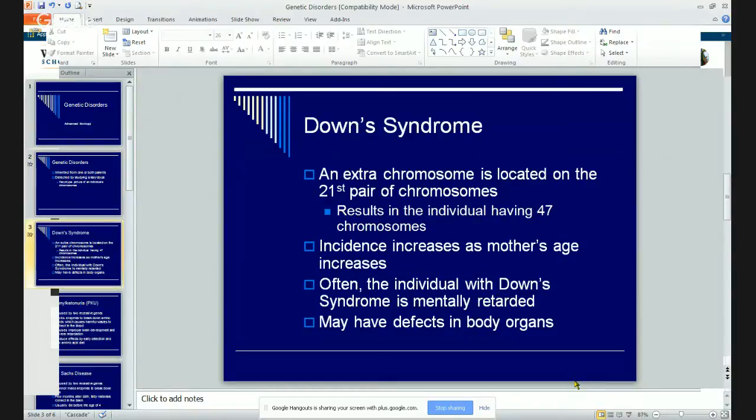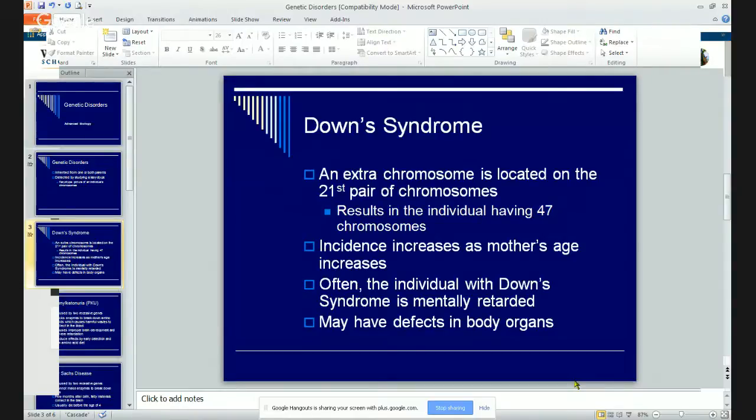So the first condition we're going to look at is Down syndrome. Oftentimes this is called trisomy 21 because in order for you to have Down syndrome, you have an extra chromosome on your 21st pair of chromosomes. Trisomy meaning 3, soma usually means body or cell, but in this case it's chromosome. So 3 chromosomes, and trisomy 21 meaning on the 21st pair.